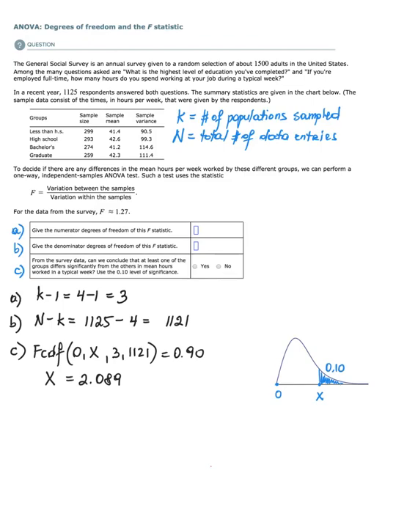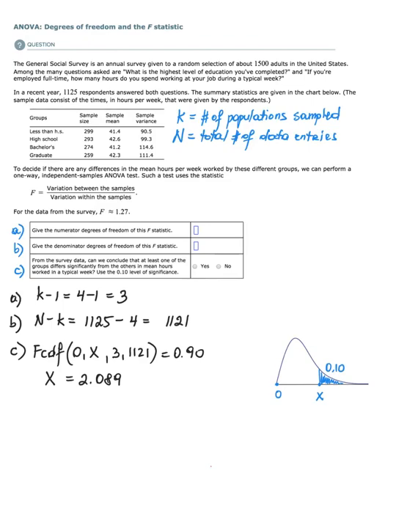To decide if there are any differences in the mean hours per week worked by these different groups, we can perform a one-way independent samples ANOVA test. Such a test uses the statistic F, which is found by a ratio of variation between the samples and variation within the samples. For the data from the survey, assume that F is approximately equal to 1.27.